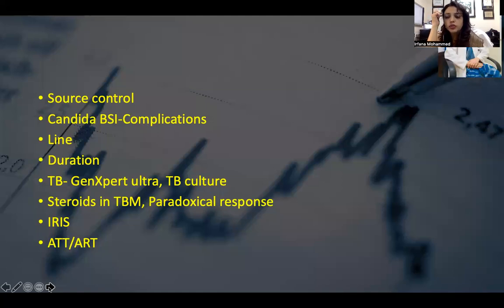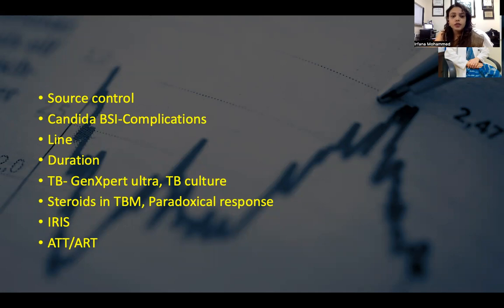So coming to source control. Source control is important for any infection, like bacterial infection, fungal infection. If you have lots and lots of pus in your body, abscess everywhere, and you are just giving antifungal or antibiotic, it is going to develop resistance, but the patient is not going to clinically improve, or they'll relapse. So source control is extremely important in infectious diseases.